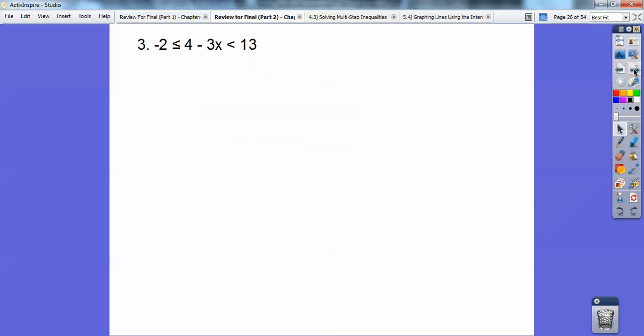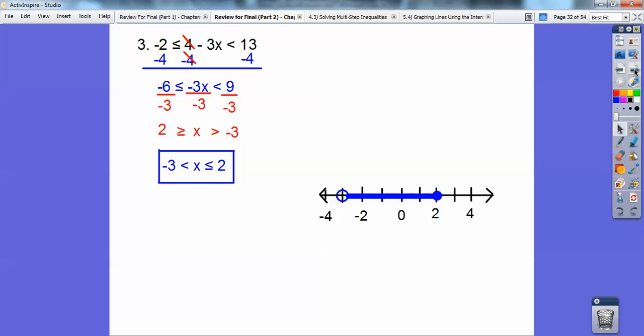This one here. Now I'm going to get rid of this 4, subtract 4 from each part, and then you get that. So now I'm going to divide by a negative. Remember, when you divide by a negative, it flips those inequalities. And since now I have the bigger number over here and the smaller number over here, I'm going to flip them around, and that's going to flip around those inequalities. And then there's the graph.